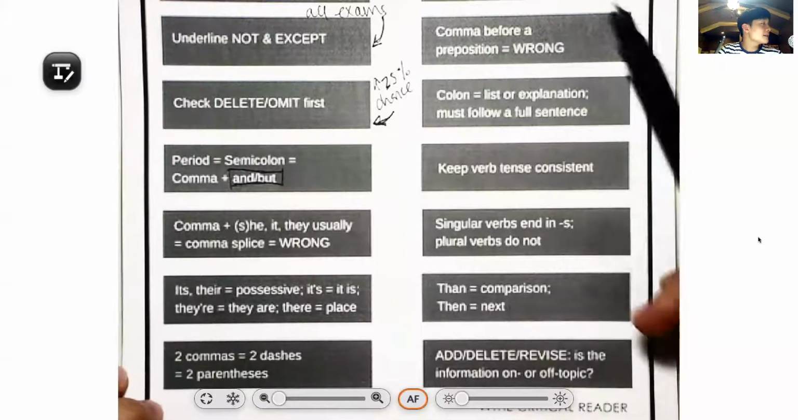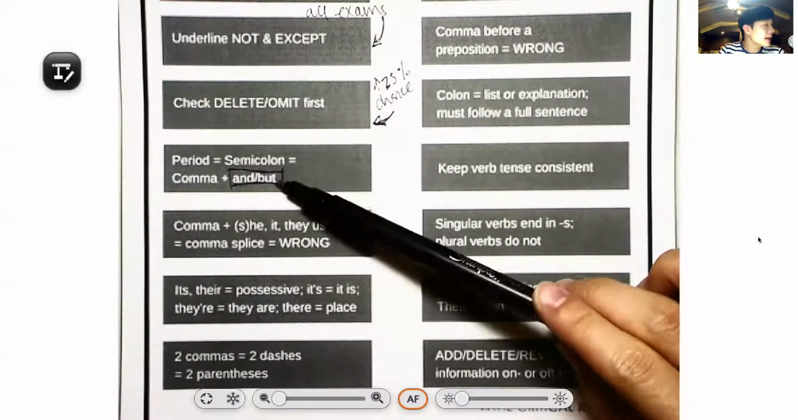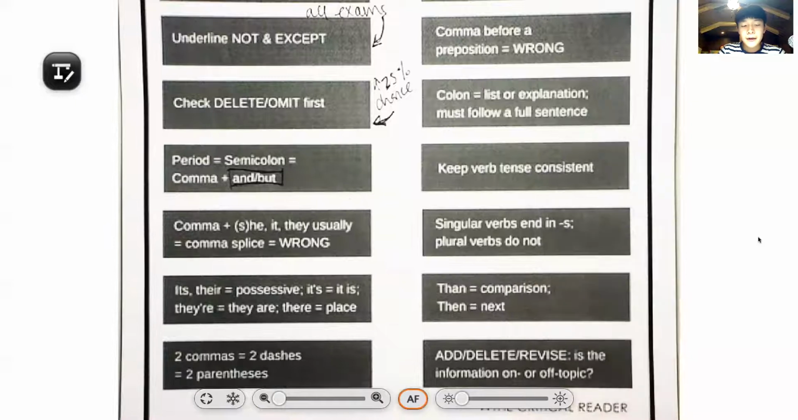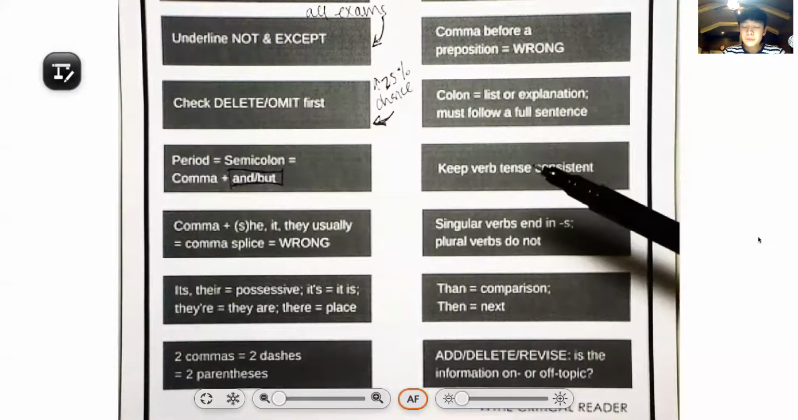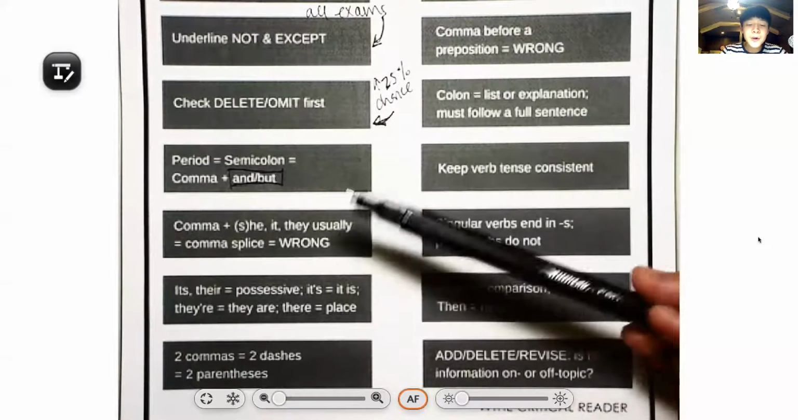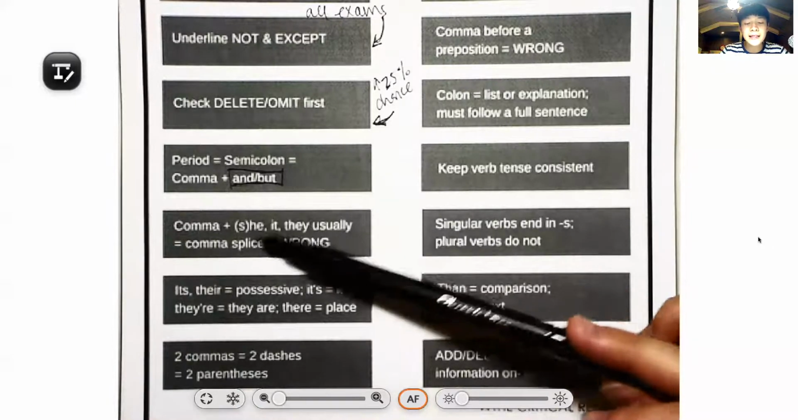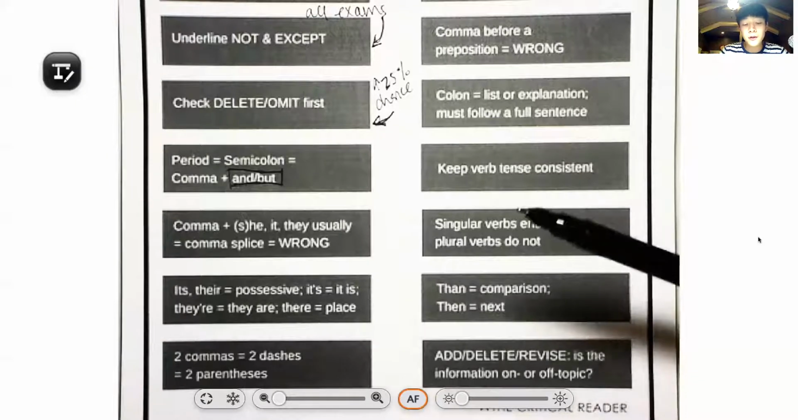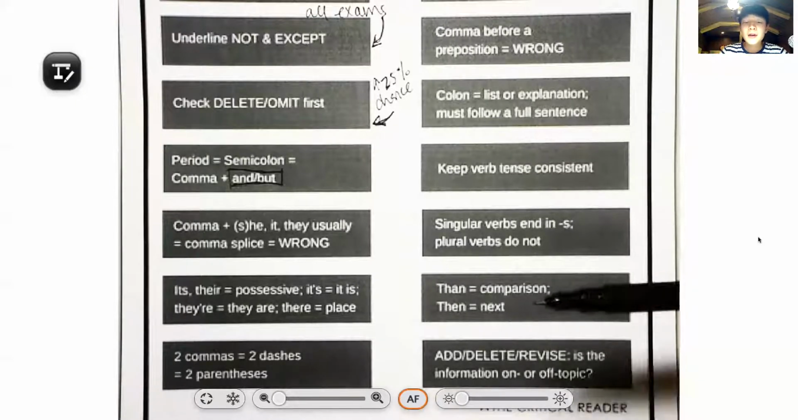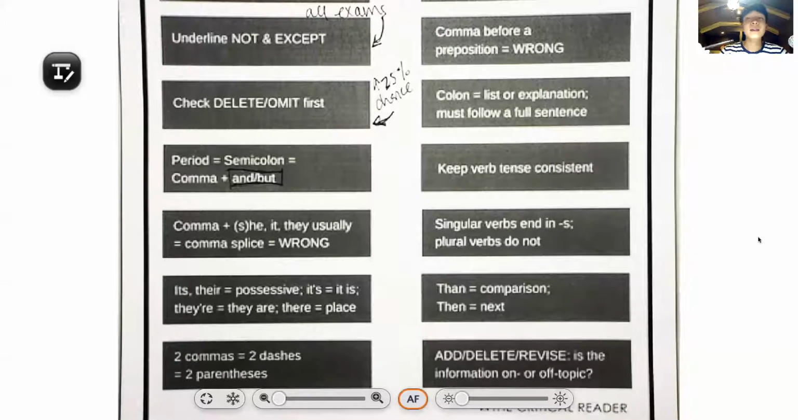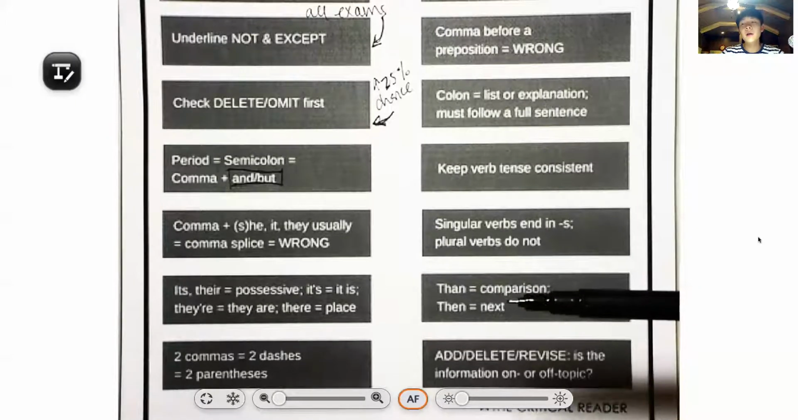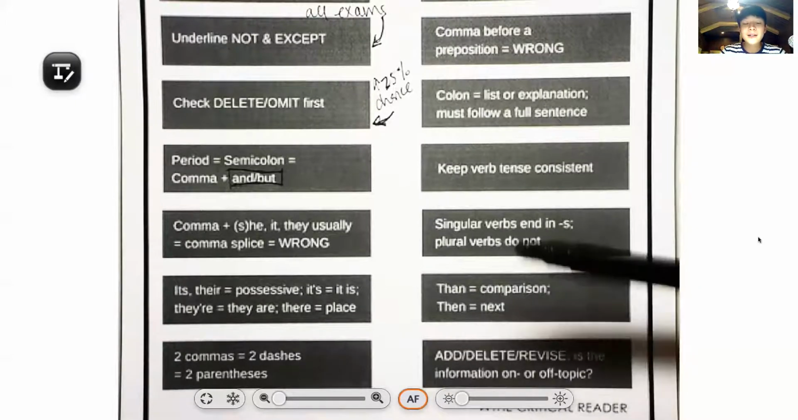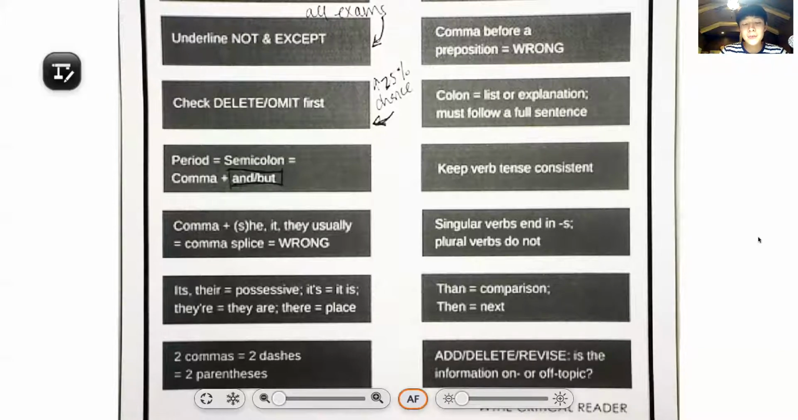A comma splice is where you put a comma without an and but, and you just move on with life. And that's a comma splice, and it's wrong. And the reason comma splices are usually followed by she, he, it, or they is because those are subjects, right? It's starting the next clause. Because if you start a next clause with a comma and without an and but, you're automatically wrong if they're both independent clauses, right?